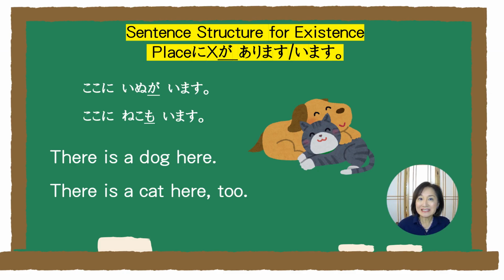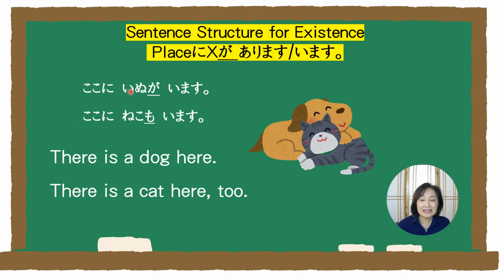Let's move on to the next particle, が. The particle が is used to show the existence of something. When you want to say there is something, you pair the thing you're talking about with the particle が. You'll use the verb あります for non-living things and います for living things. So let's take a look at these example sentences.